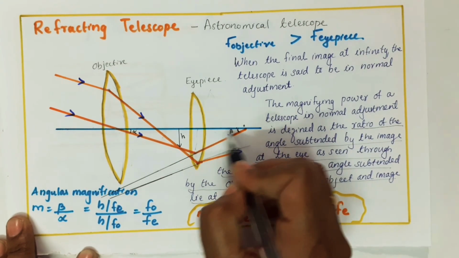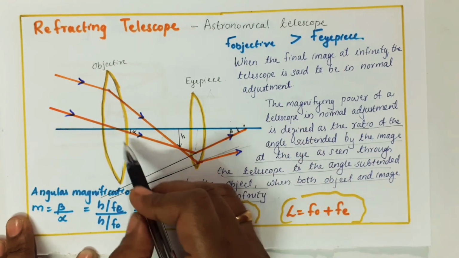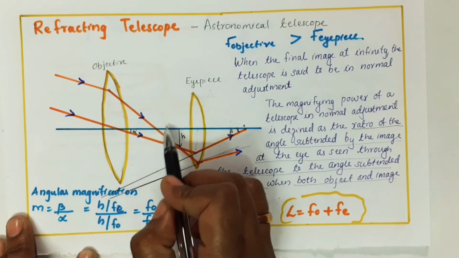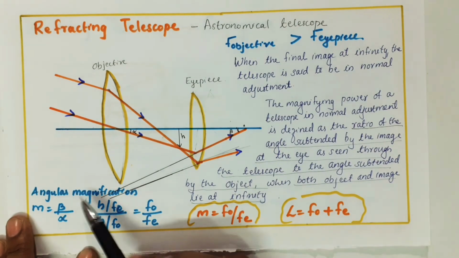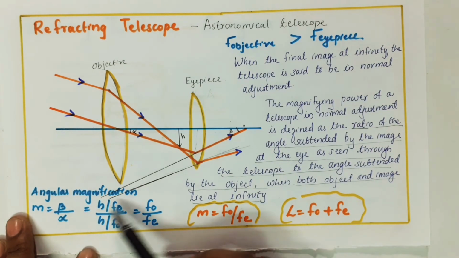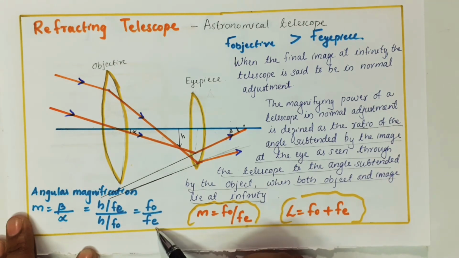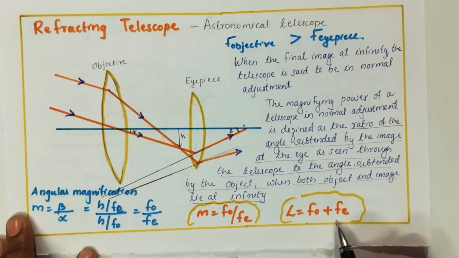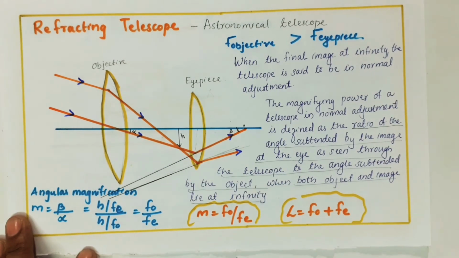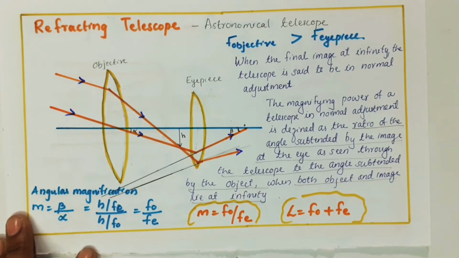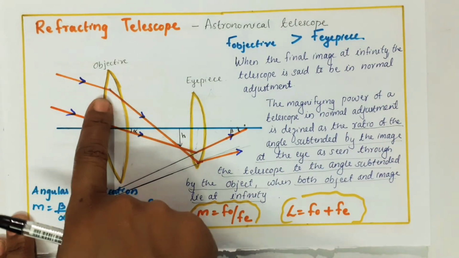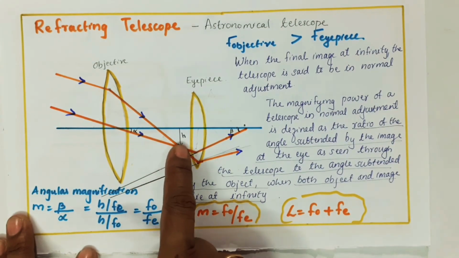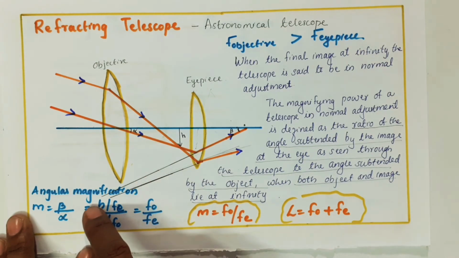So tan beta is nothing but h by Fe and tan alpha is nothing but h by Fo. So we can write m is equal to beta by alpha, that is h by Fe by h by Fo, that is Fo by Fe. That is your magnification equation. But for a telescope, the length is Fo plus Fe. Remember, the distance between these two we can take as Fo plus Fe. Light rays are coming from infinity and get intersected here. This acts as an object for the eyepiece and we get the final image.